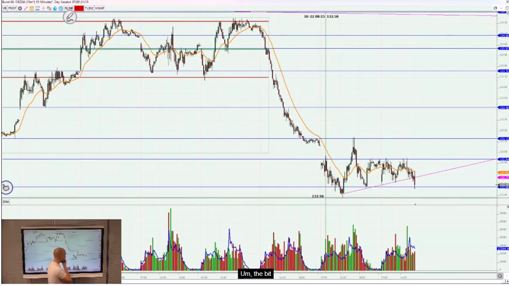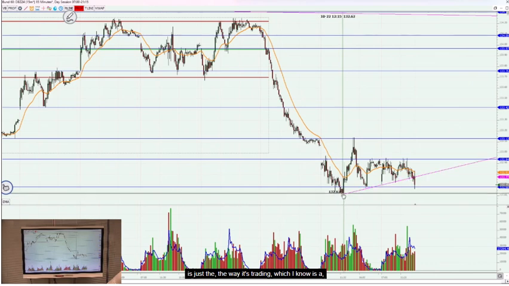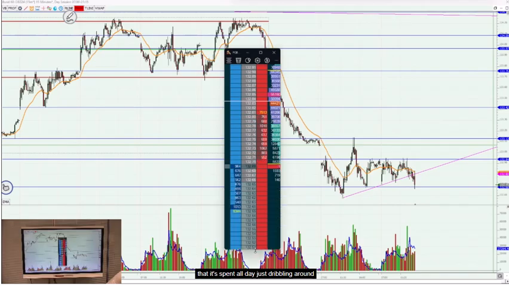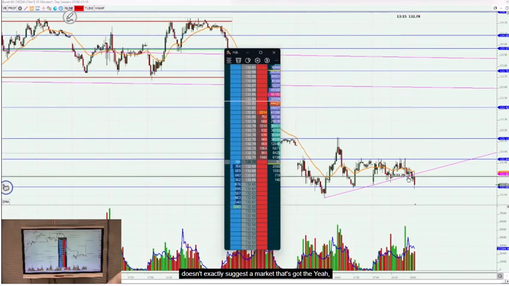Okay. The bit that puts me off thinking this is going to go down today is just the way it's trading, which I know is a vagary, but the fact that it's spent all day just dribbling around doesn't exactly suggest the market has the energy in it to go, which makes me think this isn't the one. If you're going to sell it, what I'd be looking for on a trade like this is, rather than play the flag, because I feel the flag is more a feature of almost coincidence of where these lows happen to form, I'd prefer to play the lowest one, below the lowest low.